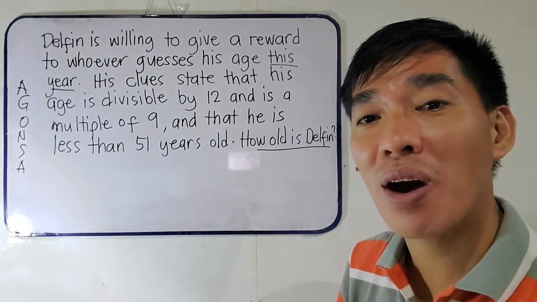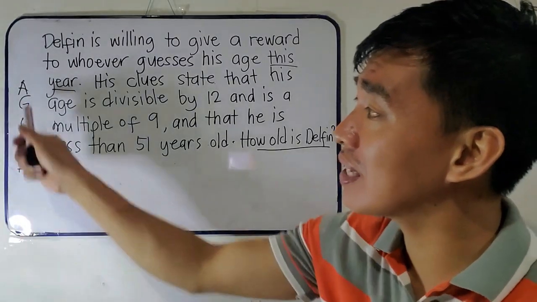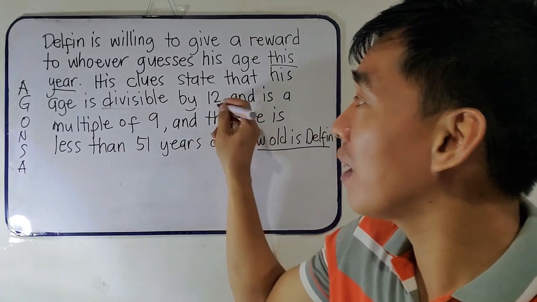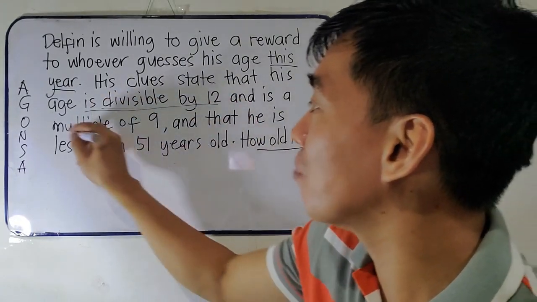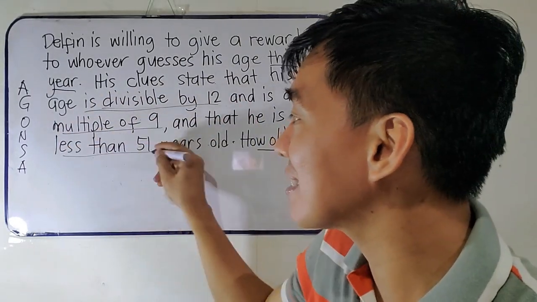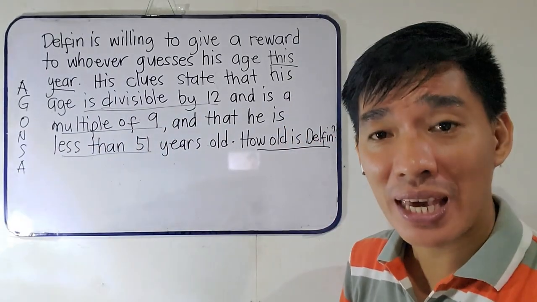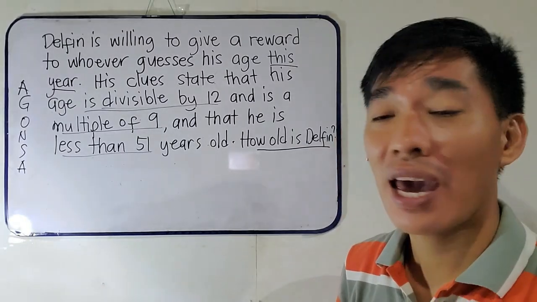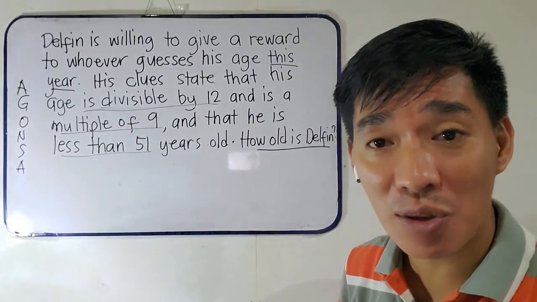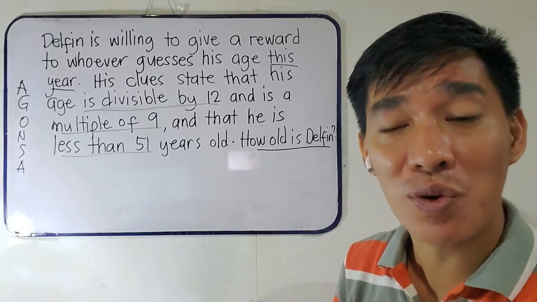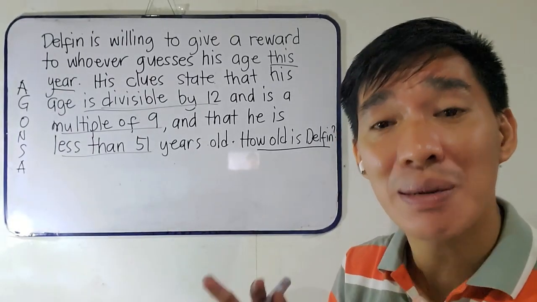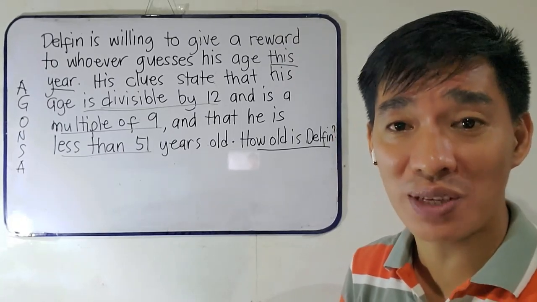The next thing that you have to do is identify what are the givens. The given is the age is divisible by 12 and at the same time it is a multiple of 9 and less than 51. We cannot tell now what operation to use and what the number sentence is for this, as we usually do in word problems. So this time, let us just plan what's the best thing to do in order to solve this problem.